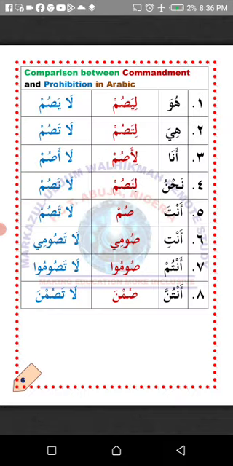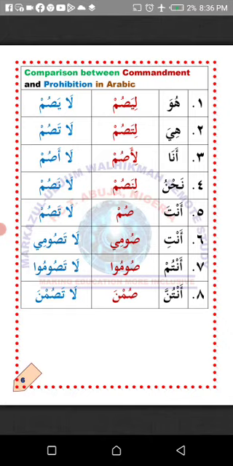Now the comparison between amrun, commandment, and nahayun, prohibition in Arabic. Wahid, number one, huwa, he. Liyasum, he should fast. La yasum, he should not fast. Ithnan, number two, hiya, she. Litasum, she should fast. La tasum, she should not fast. Thalatha, number three, ana, I. Liasum, I should fast. La asum, I shouldn't fast. Arba'a, number four, nahanu, we. Linasum, we should fast. La nasum, we should not fast.